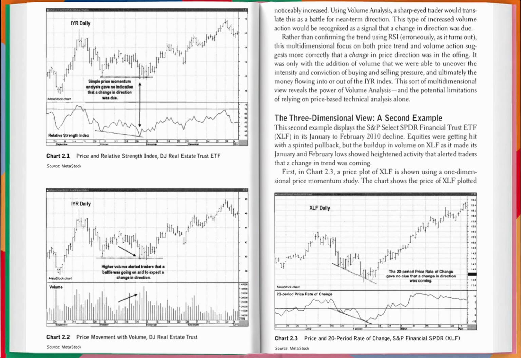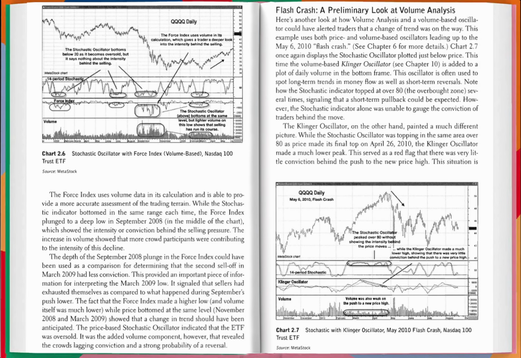The Force Index uses volume data in its calculation and is able to provide a more accurate assessment of the trading terrain. While the stochastic indicator bottomed in the same range each time, the Force Index plunged to a deep low in September 2008, in the middle of the chart, which showed the intensity or conviction behind the selling pressure. The increase in volume showed that more crowd participants were contributing to the intensity of this decline.